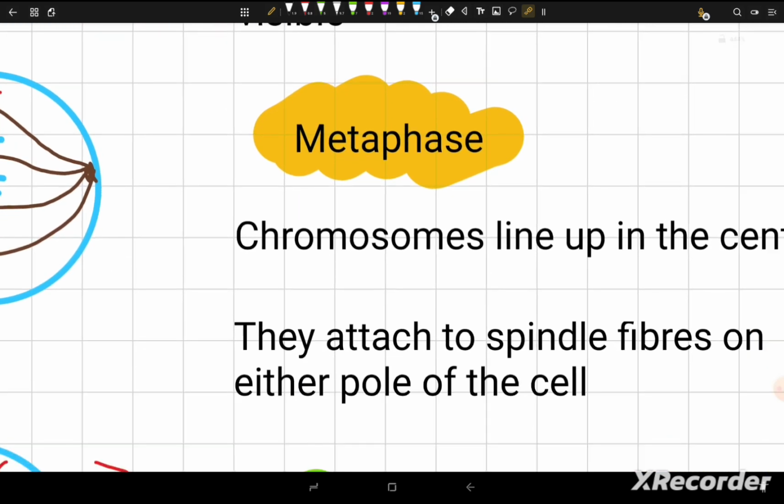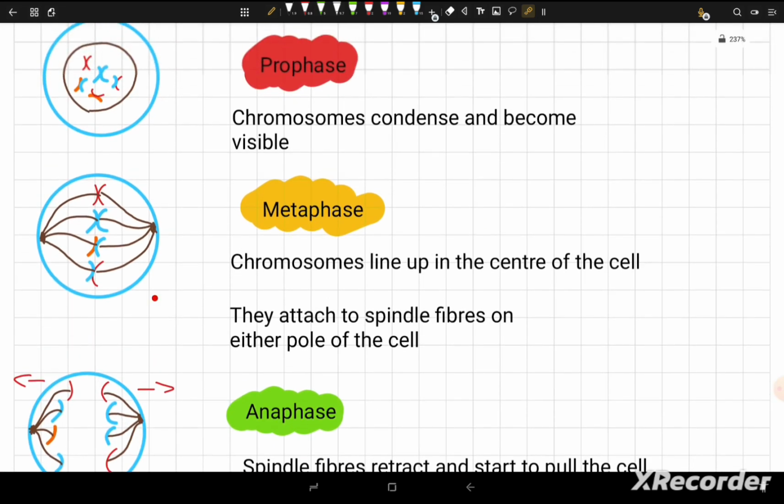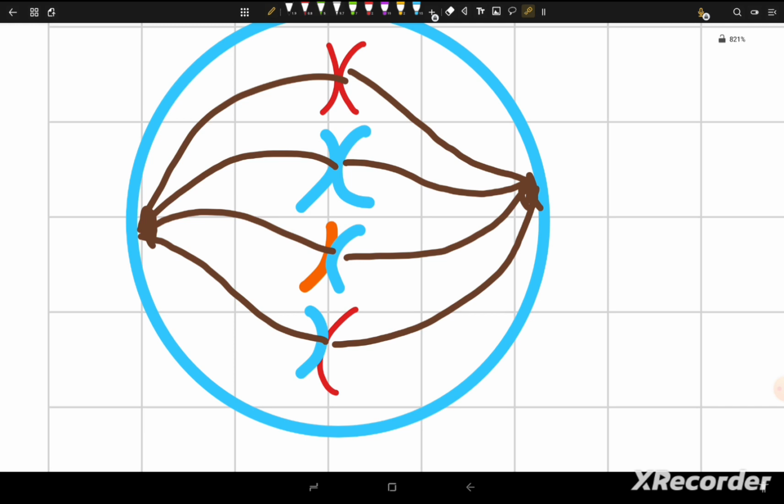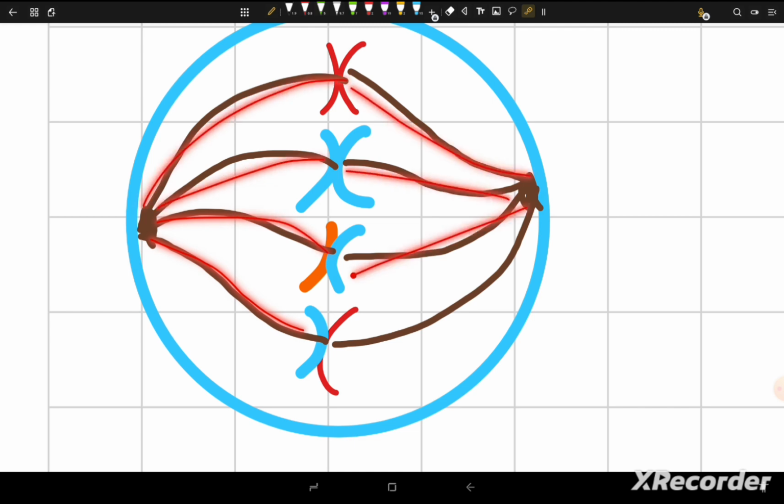And then we come to metaphase, and this is where the chromosomes start to line up in the middle of the cell. So each one of the pairs of chromosomes lines up in the middle, and some spindle fibers on each of the poles of the cell form, and these attach to each arm of the chromosomes.